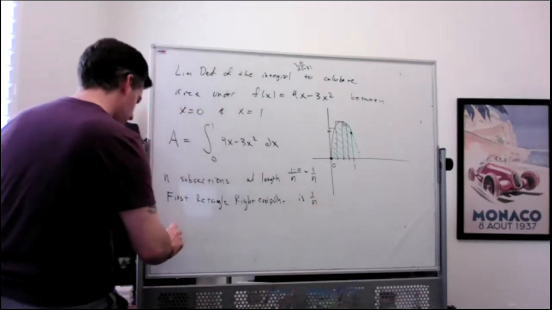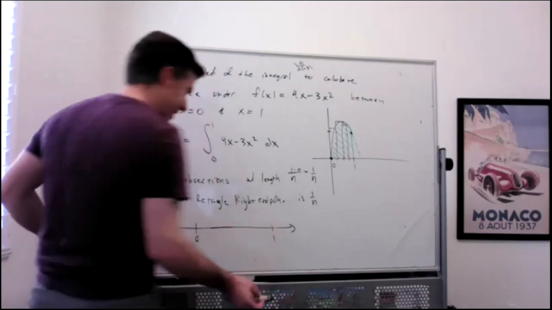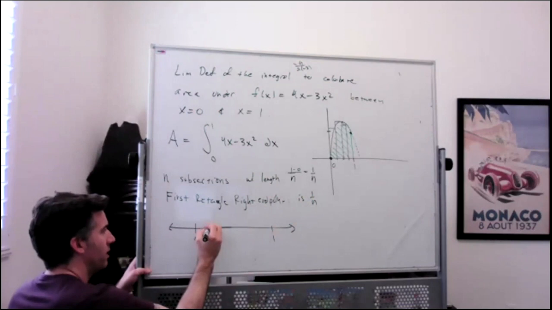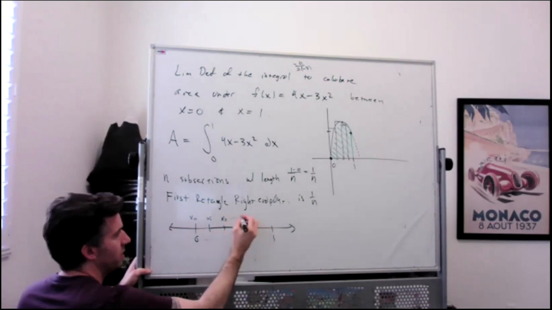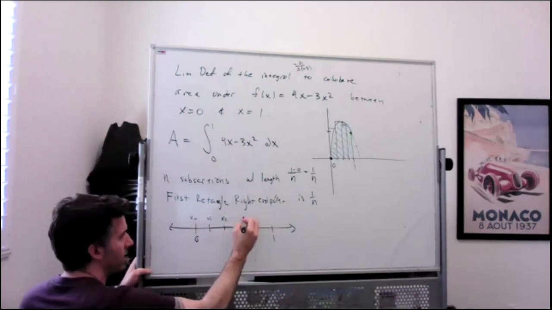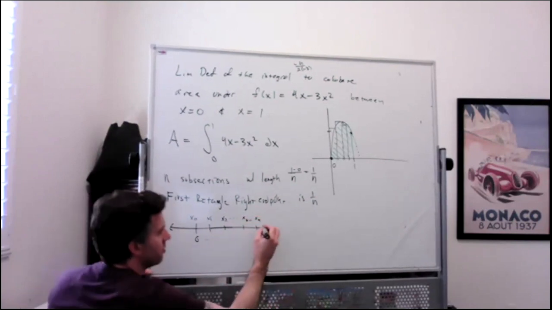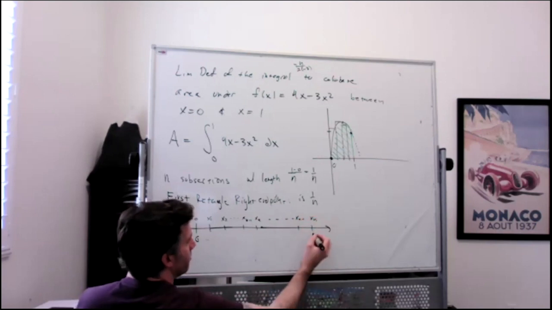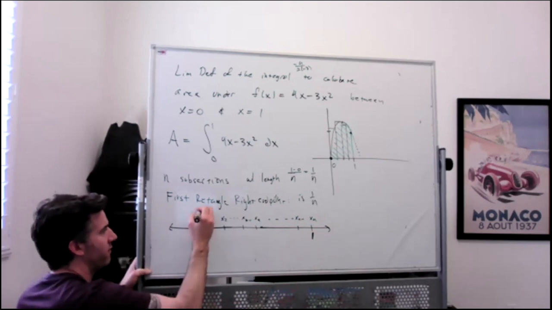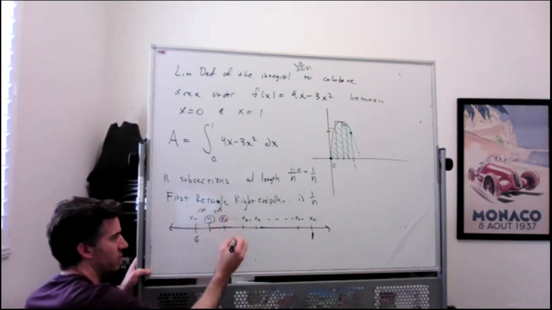Right? If I'm breaking up the interval from 0 to 1 into n subintervals, here's x sub 0, here's x sub 1, here's x sub 2, here's x sub k minus 1, here's x sub k. I'm going to give myself more room. Here's x sub n minus 1, and here's x sub n, which is 1. All right, so the first subinterval, the right endpoint is x sub 1. The second subinterval, the right endpoint is x sub 2, and so on.